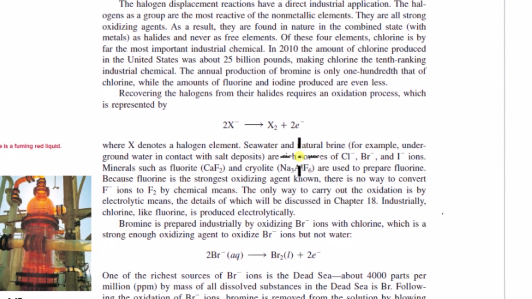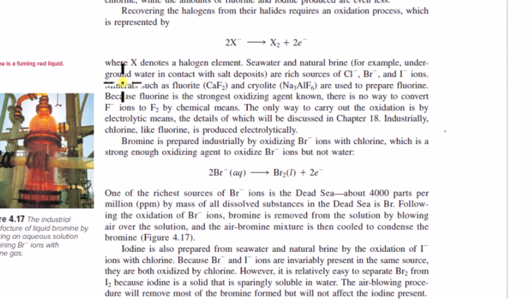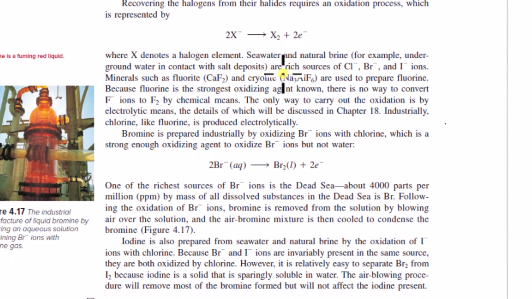Seawater and natural brine, for example, underground water in contact with salt deposits, are rich sources of chloride, bromide, and iodide ions. Minerals such as fluorite and cryolite are used to prepare fluorine. Because fluorine is the strongest oxidizing agent known, there is no way to convert fluoride ions to F2 by chemical means. The only way to carry out the oxidation is by electrolytic means, the details of which will be discussed in Chapter 18. Industrially, chlorine, like fluorine, is produced electrolytically.